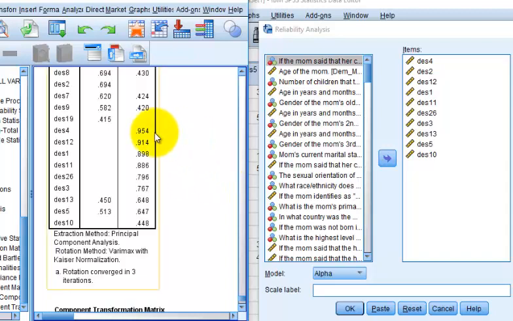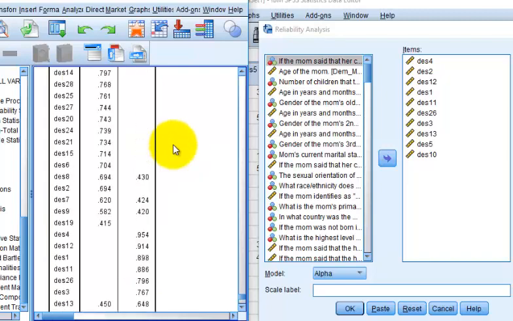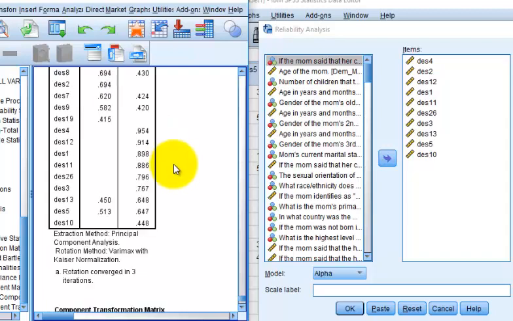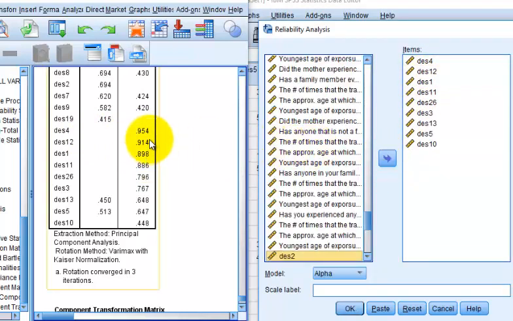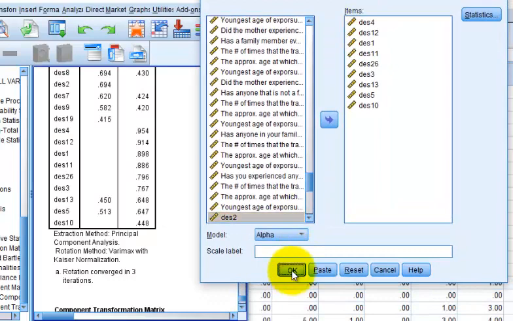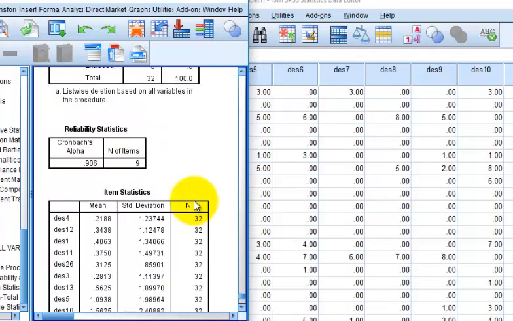So this one says 4. Oh, it doesn't have 2. Well, look at that. Okay, so I'm going to just delete them if they're not there. So this one says 4, but not 2. 12 is there. 1 is there, 11 is there, 26 is there, 3 is there, 13 is there, 5 is there, 10 is there. Okay, so that wasn't such a big deal, but let's see if it changes your Cronbach's alpha. It's still high enough, so I would say get rid of question number 2.